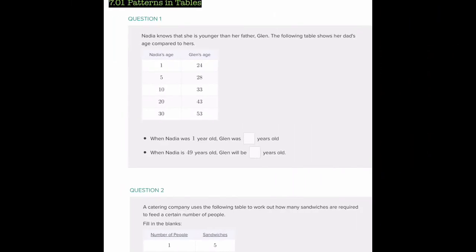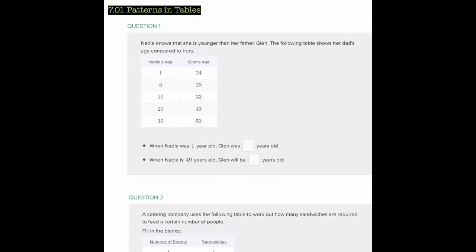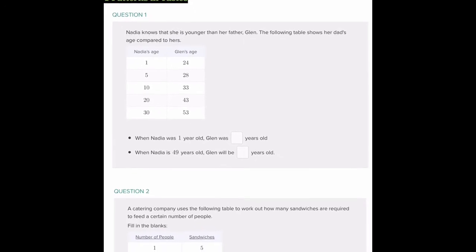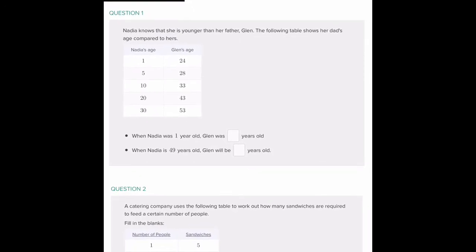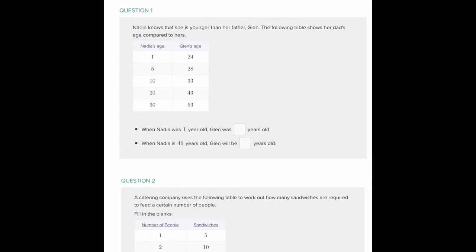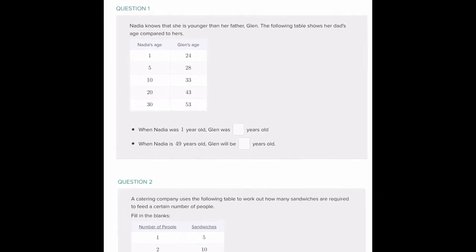In today's lesson, we're going to look at how to use patterns in tables to answer questions about information in the table, and then how to answer questions about future events. In the first problem, we're told that Nadia knows that she's younger than her father, Glenn, and that this table compares her age to his.